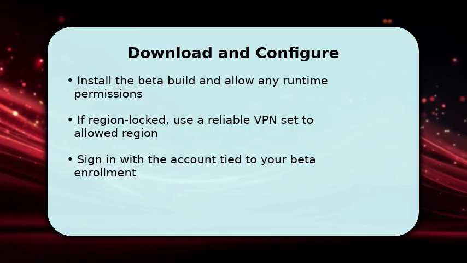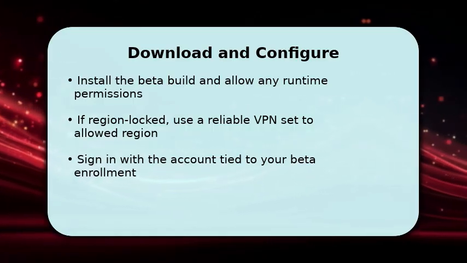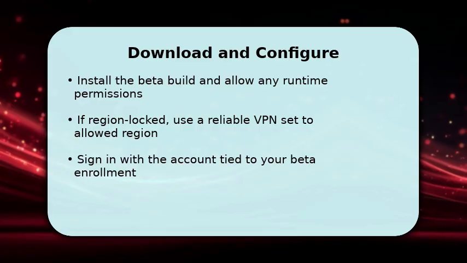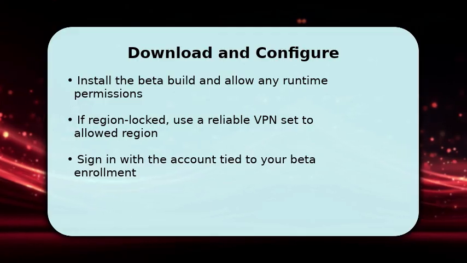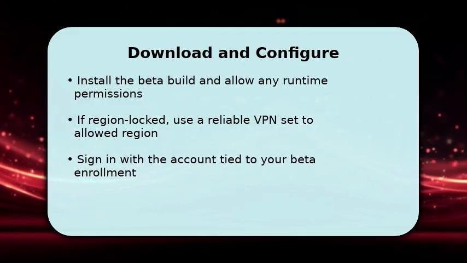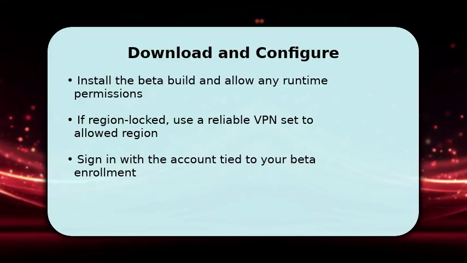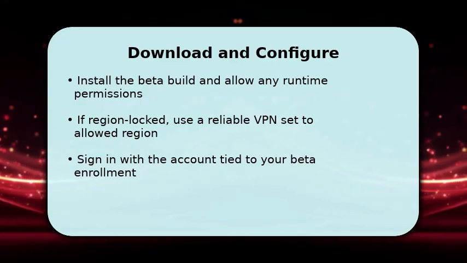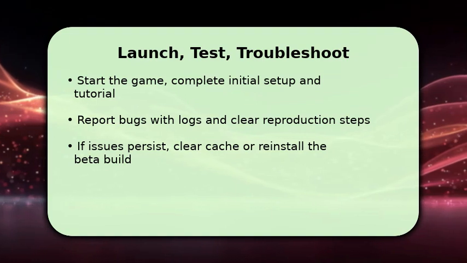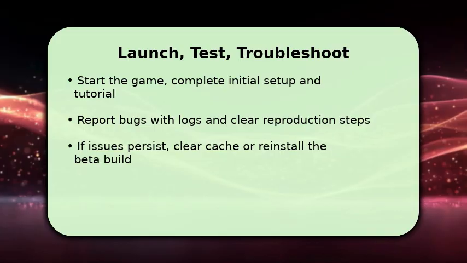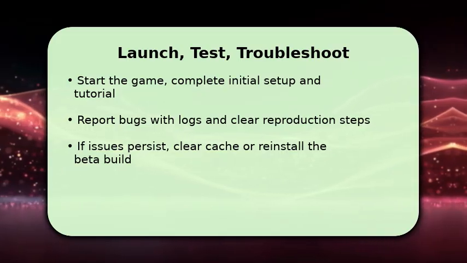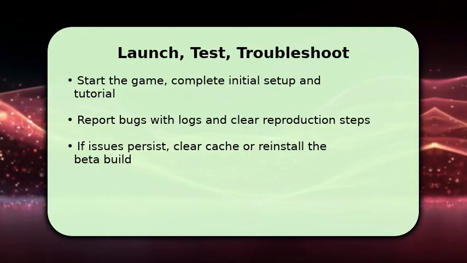If the beta is region restricted, use a reputable VPN set to an allowed country before launching. Make sure Google Play Services or equivalent is updated, and that background data is enabled. Launch the beta and complete any onboarding or tutorial so your account is established on servers. You should play through key features to reproduce issues. When you find a bug, record steps, take screenshots, and submit logs through the in-app feedback or designated form.